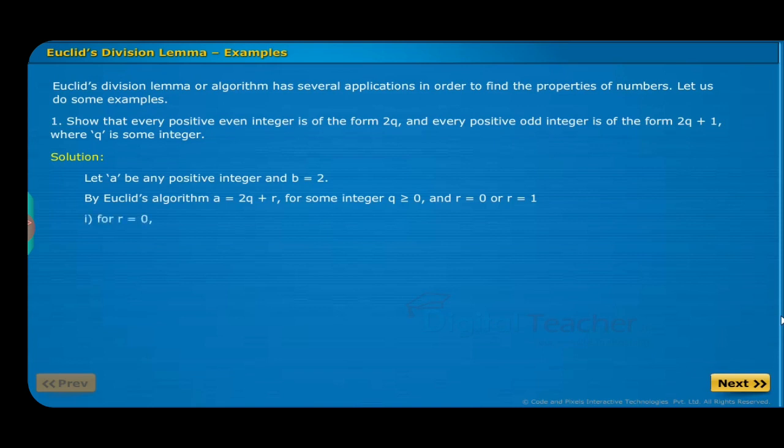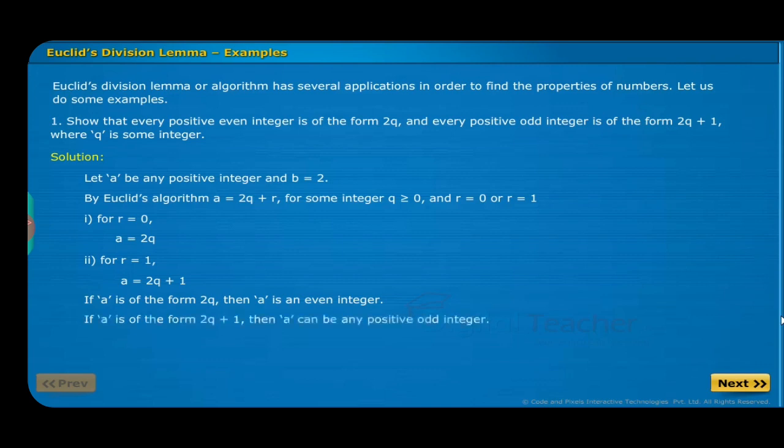1. For r equal to 0, a is equal to 2q. 2. For r equal to 1, a is equal to 2q plus 1. If a is of the form 2q, then a is an even integer. If a is of the form 2q plus 1, then a can be any positive odd integer.